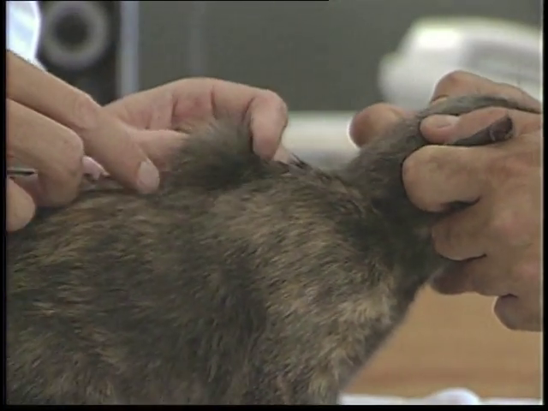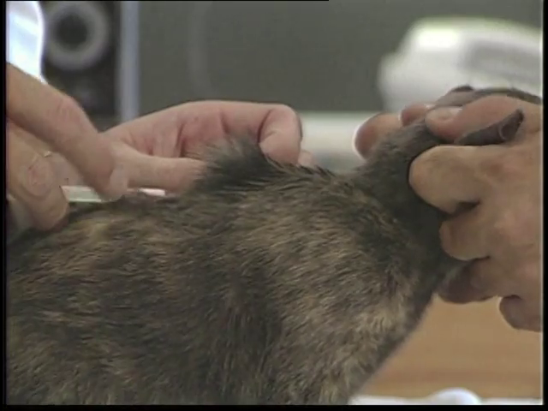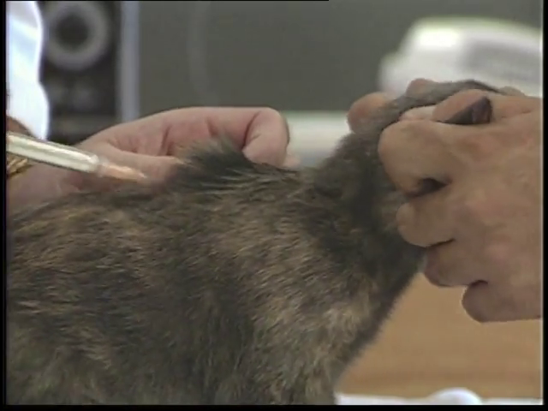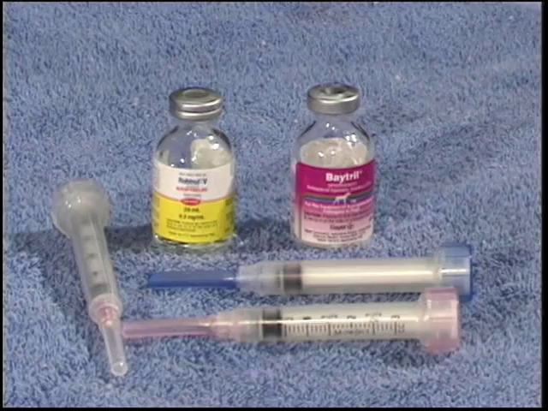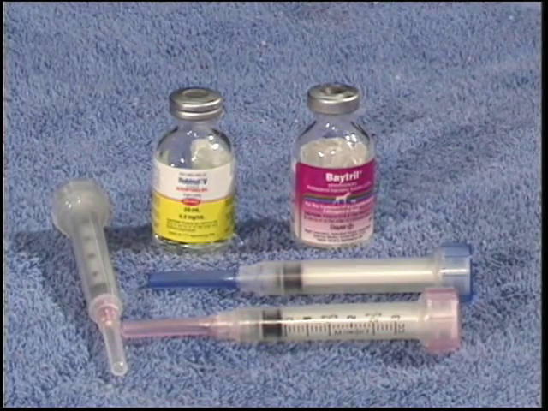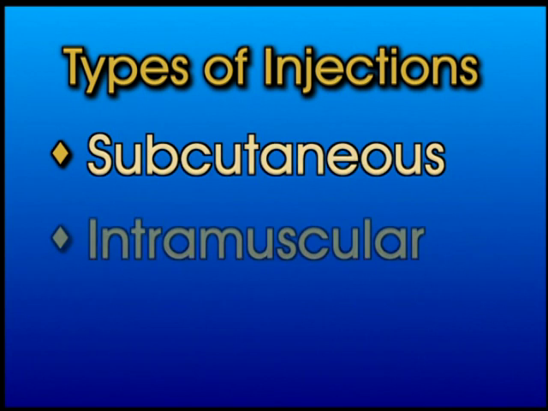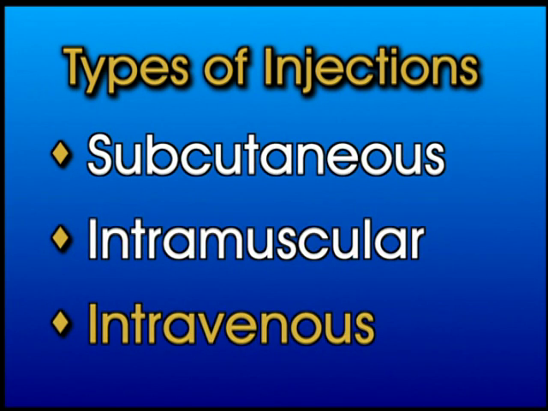The best way to assure that abscesses or infections don't result from an injection is to use a sterile needle and syringe. Be sure the skin where the injection will occur is relatively clean, and be sure the needle isn't touched or contaminated prior to the injection. There are 3 types of injections that are commonly given: subcutaneous, intramuscular, and intravenous.